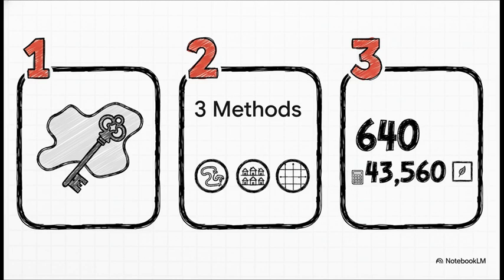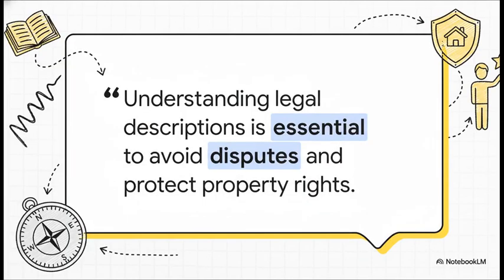And number 3, know your numbers. 640 acres in a section and 43,560 square feet in an acre. You have to be able to do that acreage calculation in your sleep. So as you walk into that testing center, remember this. You're not just memorizing a bunch of random facts. You are learning how to protect the foundation of property ownership for every client you'll ever have. A precise legal description, that's where it all begins. Now go out there and absolutely crush that exam.